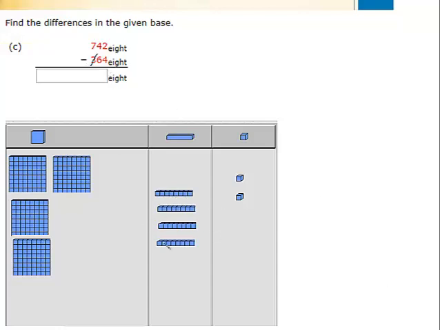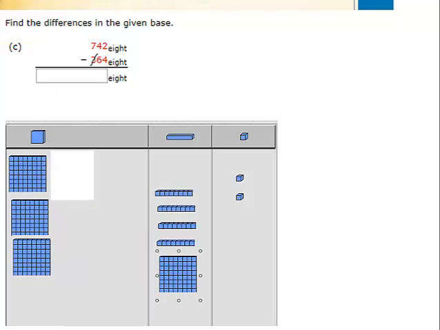Now I have to take away 6 of these long flats, and I don't have 6 of them. I only have 4. So I'm going to have to take one of these big squares, and I'm going to have to move him over to the other side and break him apart. So let's move him. I'll fill in my hole here. And I'm going to take away 6 of those long flats. So let me just go ahead and count them. 1, 2, 3, 4, 5, 6. And take away these 6 right here.